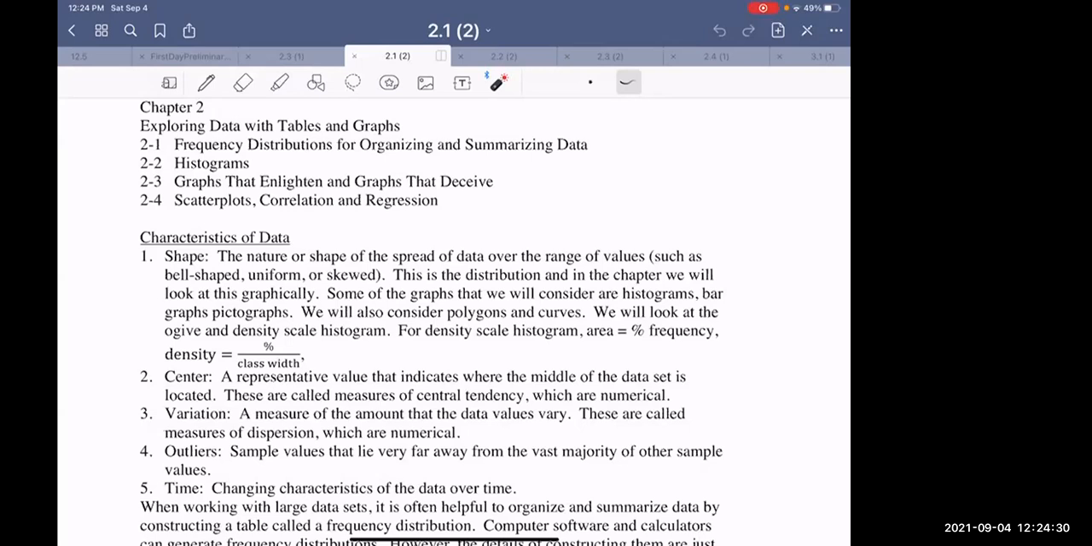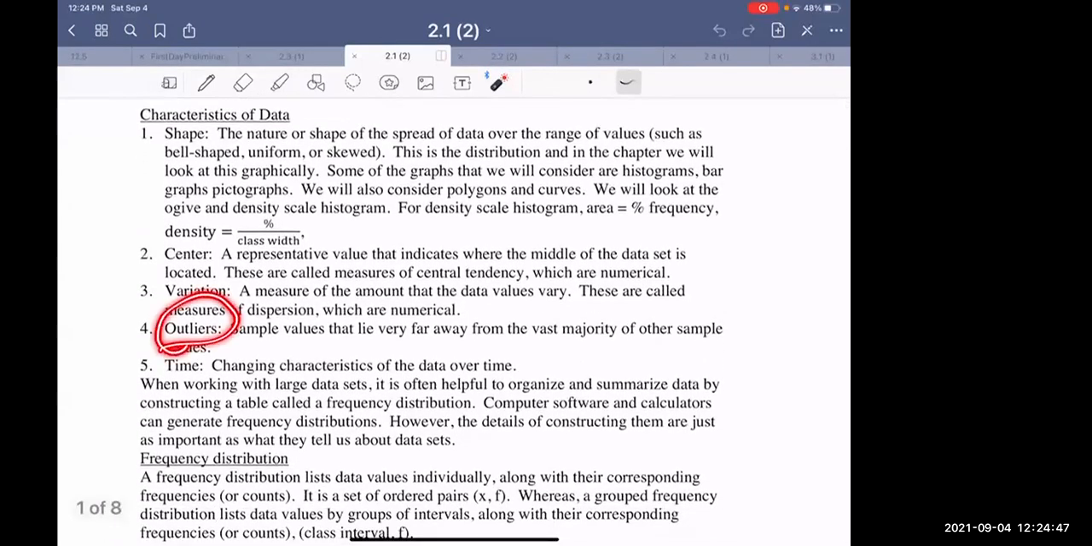Next, these quantities, actually shape, center, and variation, will be greatly affected by outliers. So we'll need to discuss outliers. An outlier is something far away from the vast majority of everyone else. And so if you're way, way far away from everyone else, we call you an outlier.